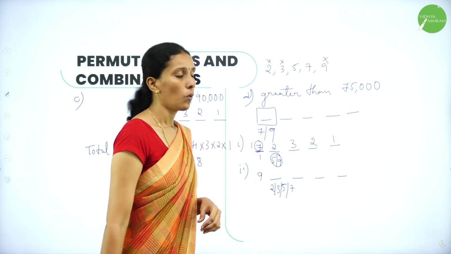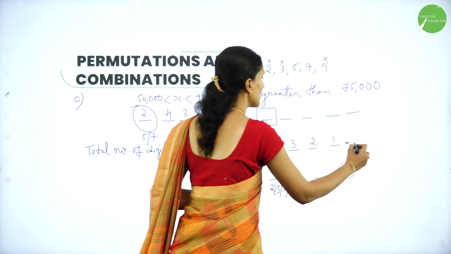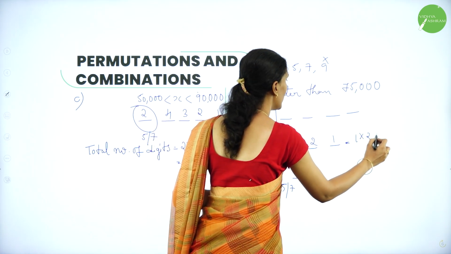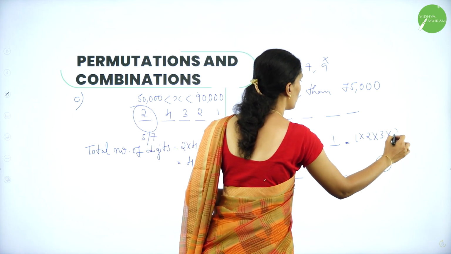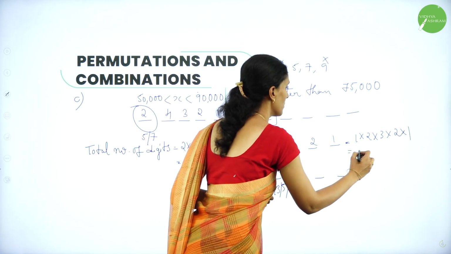So, therefore, what happens for my total number of digits here? That is 1 into 2 into 3 into 2 into 1. Okay, so that is 12 numbers.